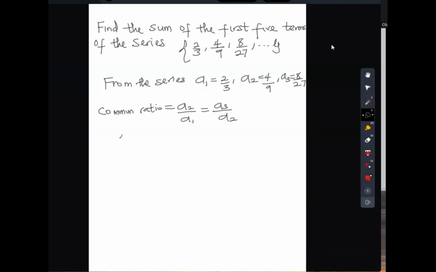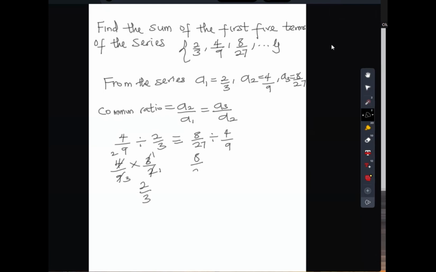If I do 4 over 9 divided by 2 over 3, it is expected to be equivalent to 8 over 27 divided by 4 over 9. Let's quickly check if it's actually the same thing. This becomes 4 over 9 times 3 over 2, keep, flip, change. So 2 goes into 4 two times and 2 goes into 2 one time, 3 goes into 9 three times and 3 goes into 3 one time. This is 2 third. Let's see if we're going to get to 2 third when we do the other.